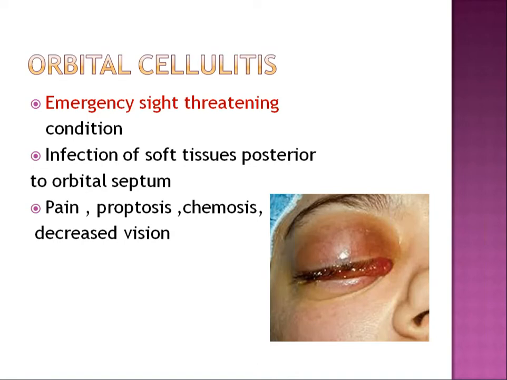How? In orbital cellulitis, the venous drainage is connected to the cavernous sinus. So it can spread from the orbital cavity into the cavernous sinus and then into the sagittal sinus. It can cause thrombosis in the cavernous sinus or the sagittal sinus, and in that case it becomes life-threatening. So before that happens, control the infection or manage the patient very aggressively.